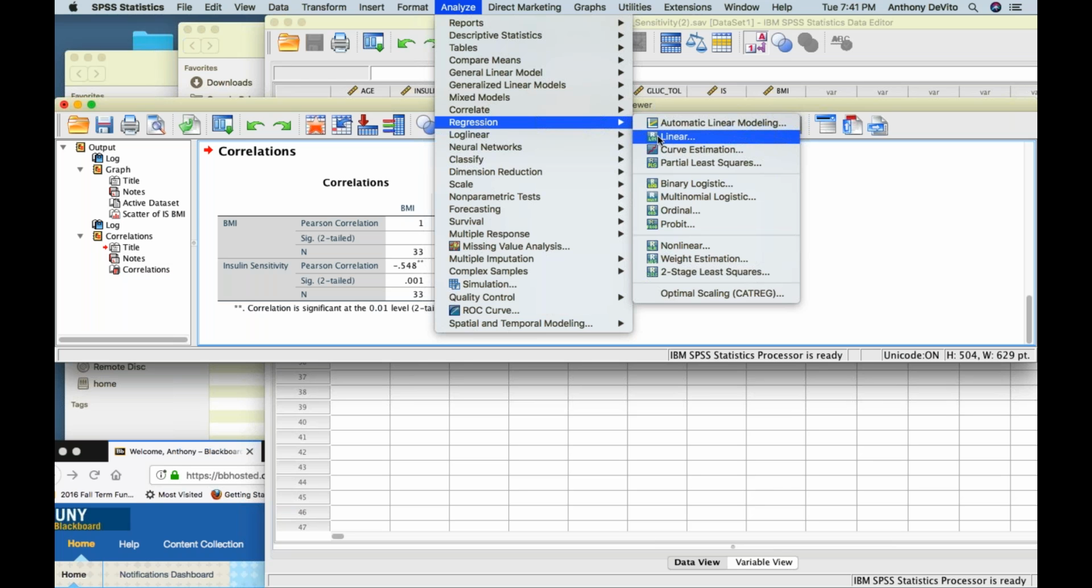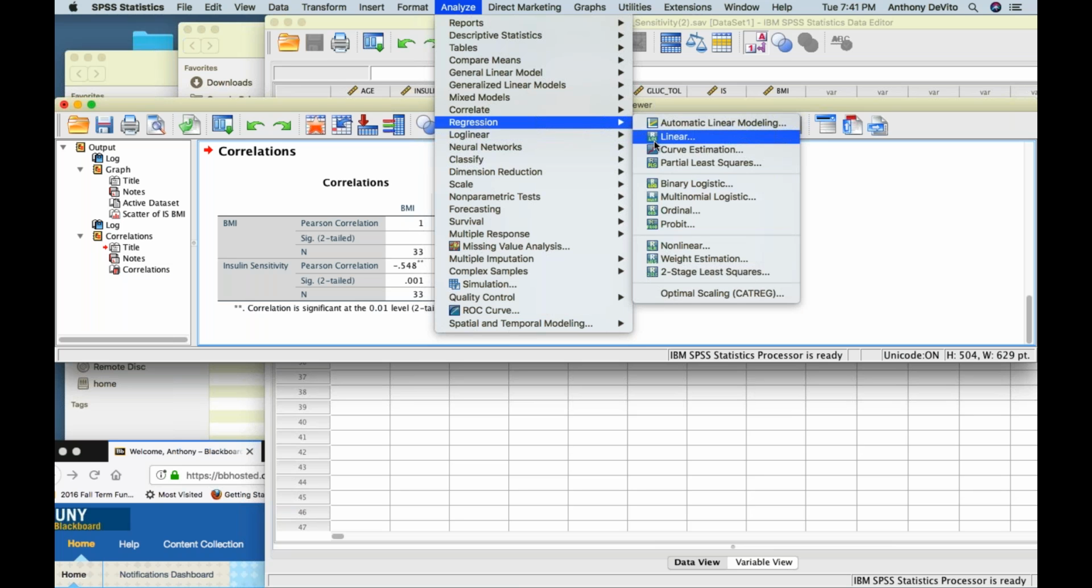Not, for instance, that with BMI, up to a certain point a low BMI gives only a little bit of insulin sensitivity, and then all of a sudden at a certain point it just takes off asymptotically, right? This wouldn't work for that kind of relationship. It only works for a relatively linear association.